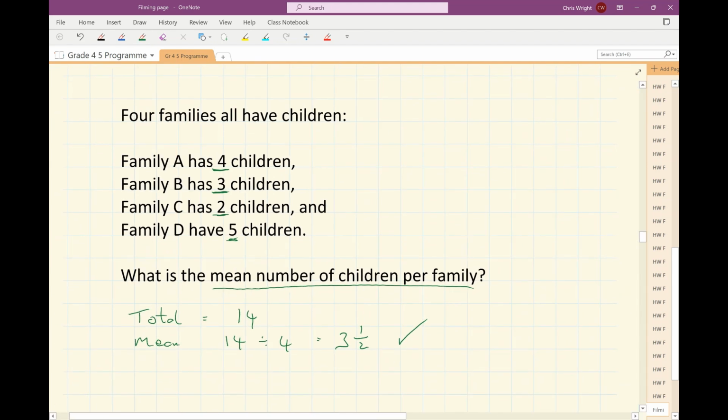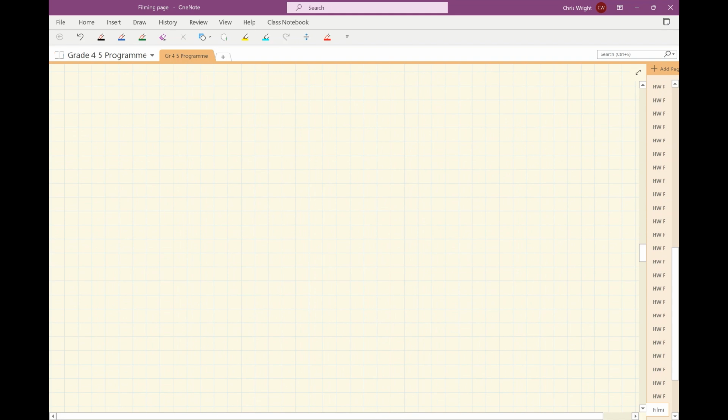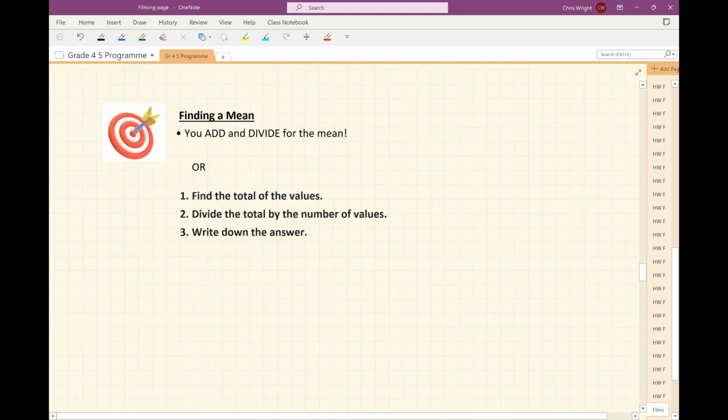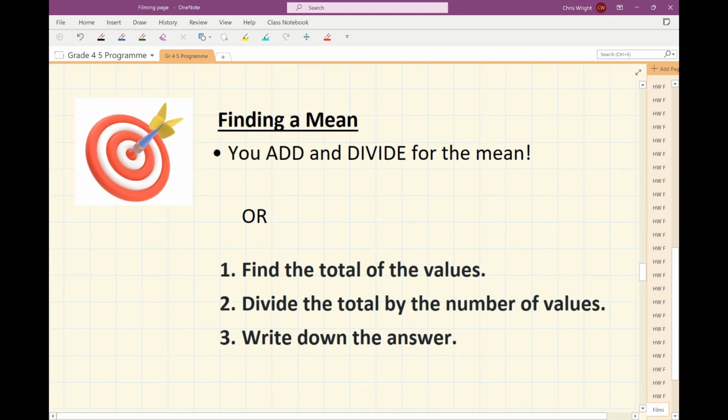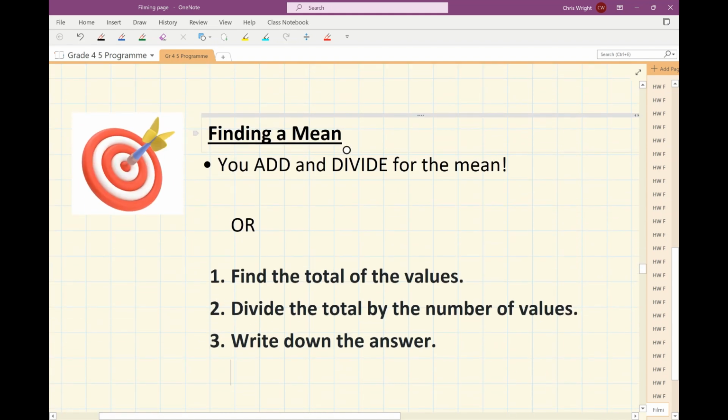Okay, so here is a quick reminder for you. Here we go. Finding a mean. You add and divide for the mean. And if you remember that rhyme, that'll be enough for you. Hey diddle diddle, the median's the middle, you add and divide for the mean.